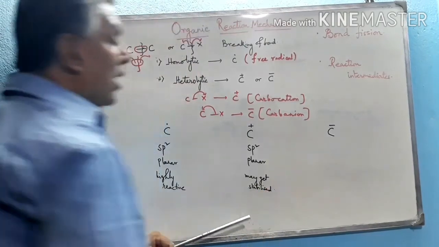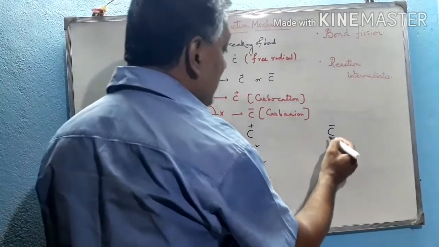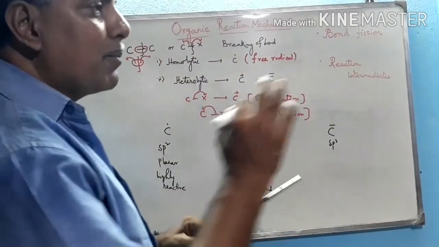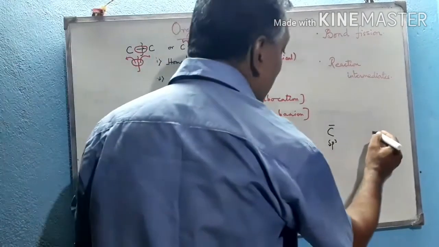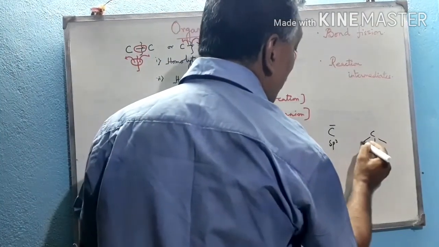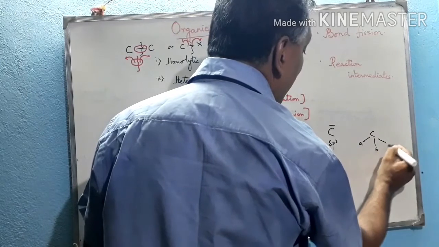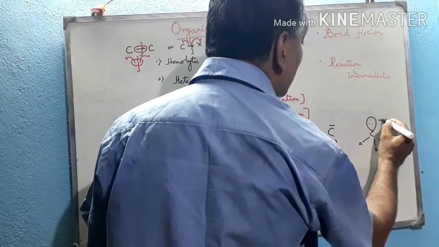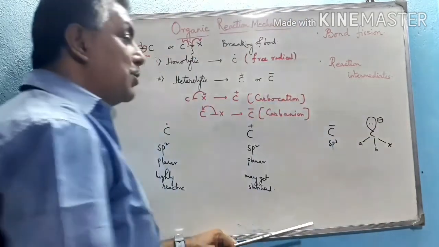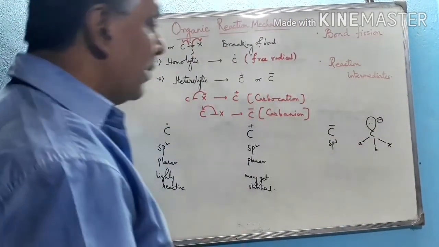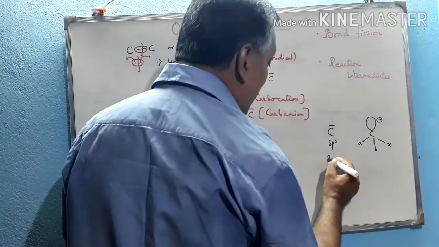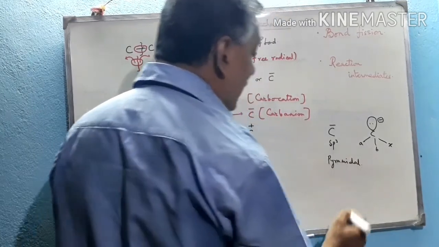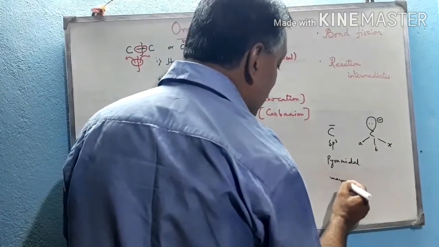Also, carbanion. Carbanion is sp3 hybridized because it contains a pair of electrons in a particular orbital, like this carbon. These three are the bonded part, like A, B, X, and so on. But this orbital contains 2 electrons, which produces the negative charge over the carbon atom. That's why it is pyramidal in shape, not tetrahedral, but pyramidal in shape, and it also may get stabilized.